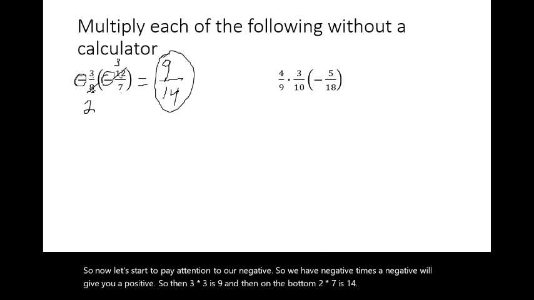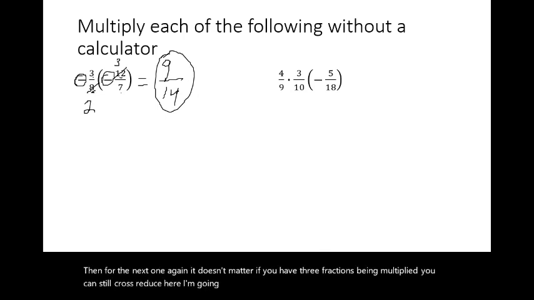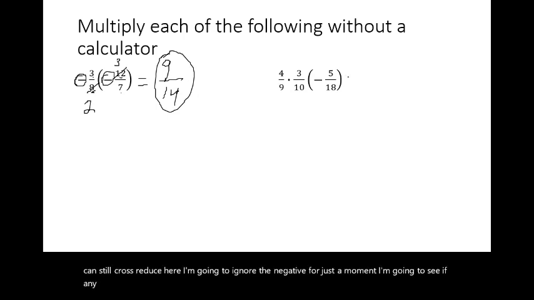Then for the next one, again, it doesn't matter if you have 3 fractions being multiplied. You can still cross-reduce here. I'm going to ignore the negative for just a moment, and I'm going to see if any of the numbers on the top have any common factors with any of the numbers on the bottom. And there's a lot of them.